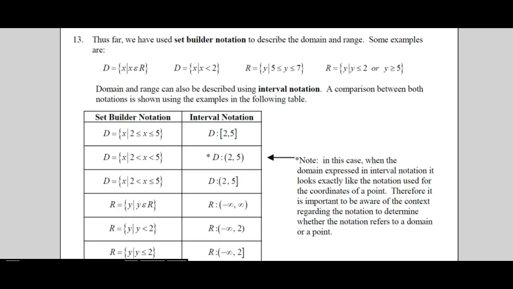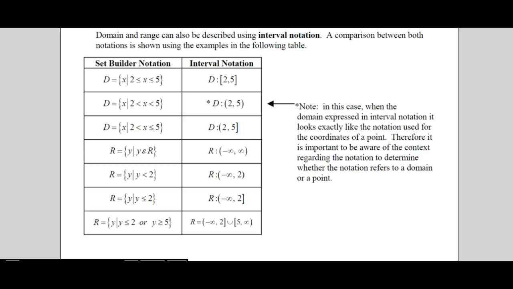We can also use, and will use, interval notation. Much better than set builder. Look, this is all you're writing. No "set of," and no "such that," and no "belongs to the real." So here's interval notation. Comparison between both is shown. Note, in this case, when the domain is expressed in interval notation, it looks exactly like notation used for coordinates of a point. Therefore, it's important to be aware of the context regarding the notation to determine whether you're referring to a domain or a point.